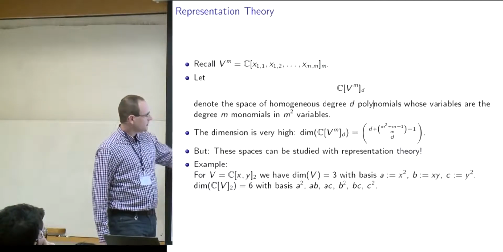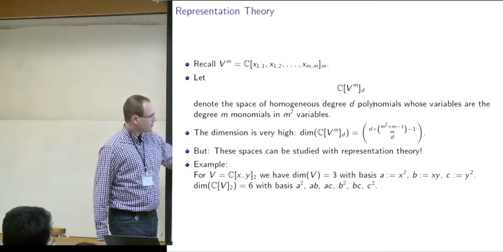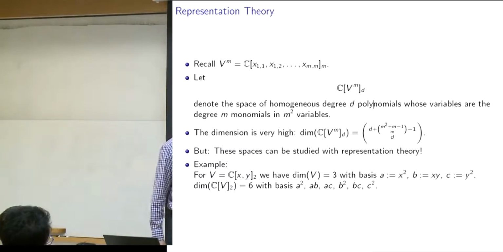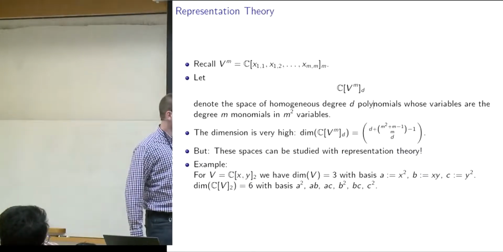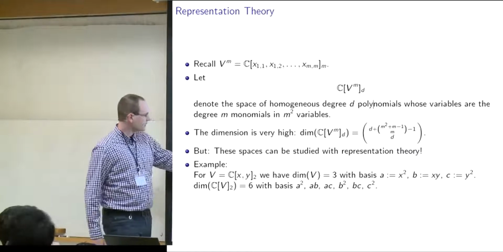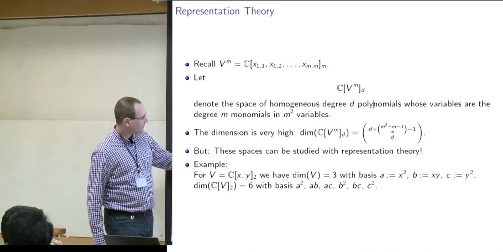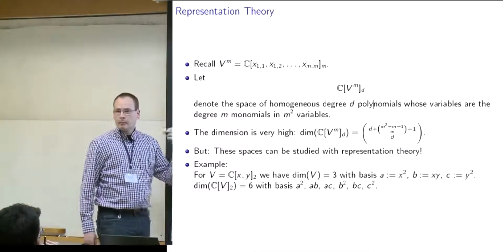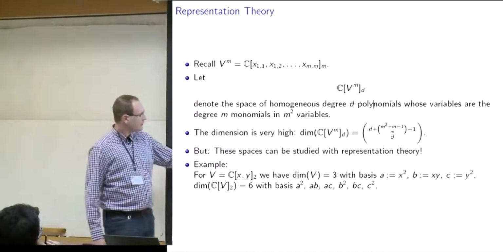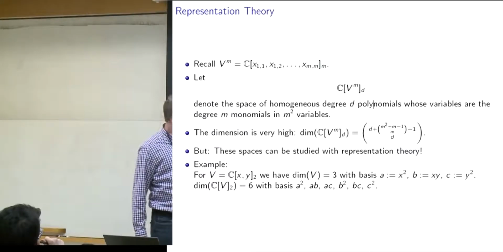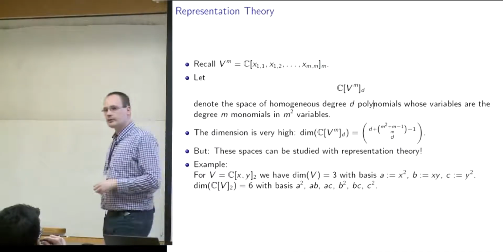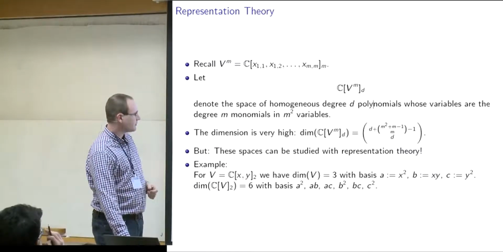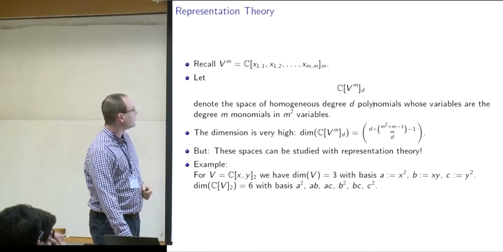So V should be our space of polynomials. Its basis is x squared, xy, and y squared. The dimension is 3, and the dimension of our new vector space, where our possible separating polynomials live, is 6, and it has a basis a squared, ab, ac, b squared, bc, and c squared. It's a 6-dimensional vector space. This is where our possible separation polynomials could live.